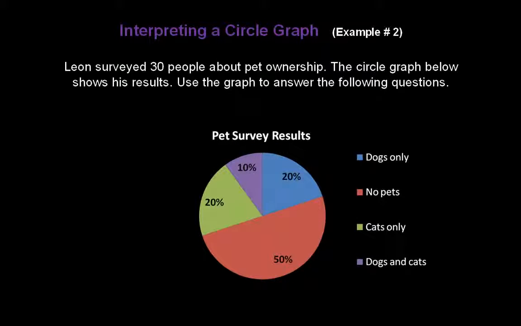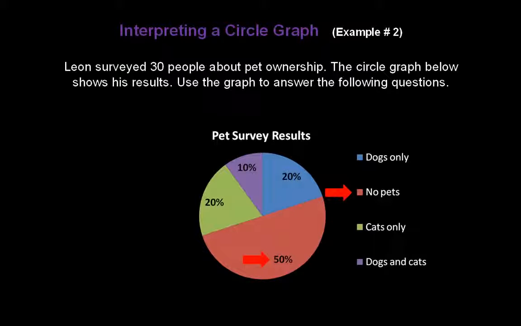Let's look at another circle graph. Leon surveyed 30 people about pet ownership. The circle graph below shows his results. We want to use the graph to answer the following questions. Well, once again, let's make sure we understand what the graph is telling us. The title says it's pet survey results, and here's what each sector represents. The blue sector is dogs only.